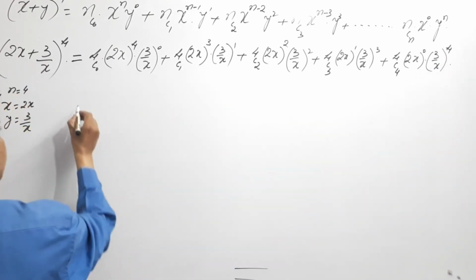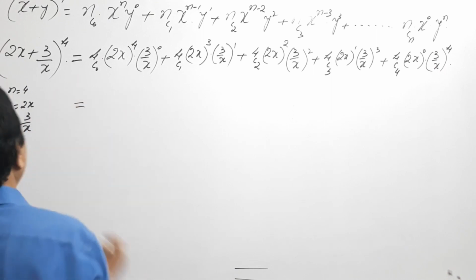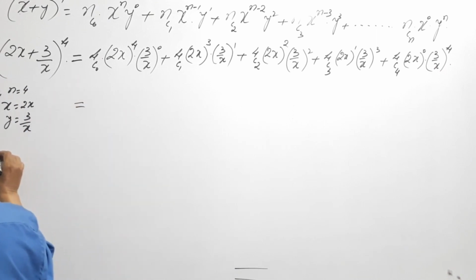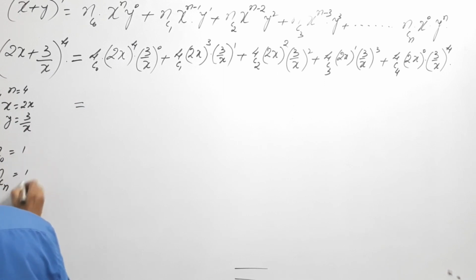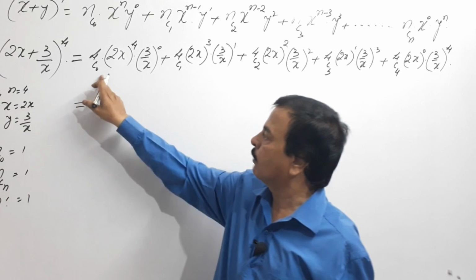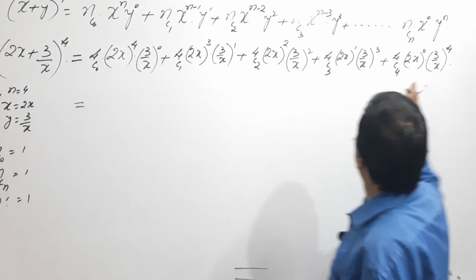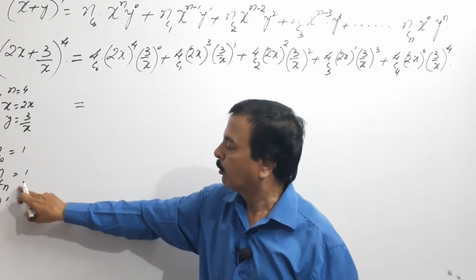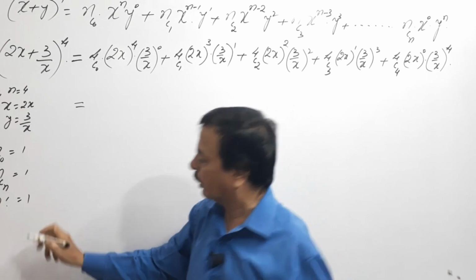So next step, we know that nC0 equals 1, nCn equals 1 and 0 factorial equals 1. Remember this, nC0, the first value will be 1 and the last value also will be again 1, and 0 factorial.